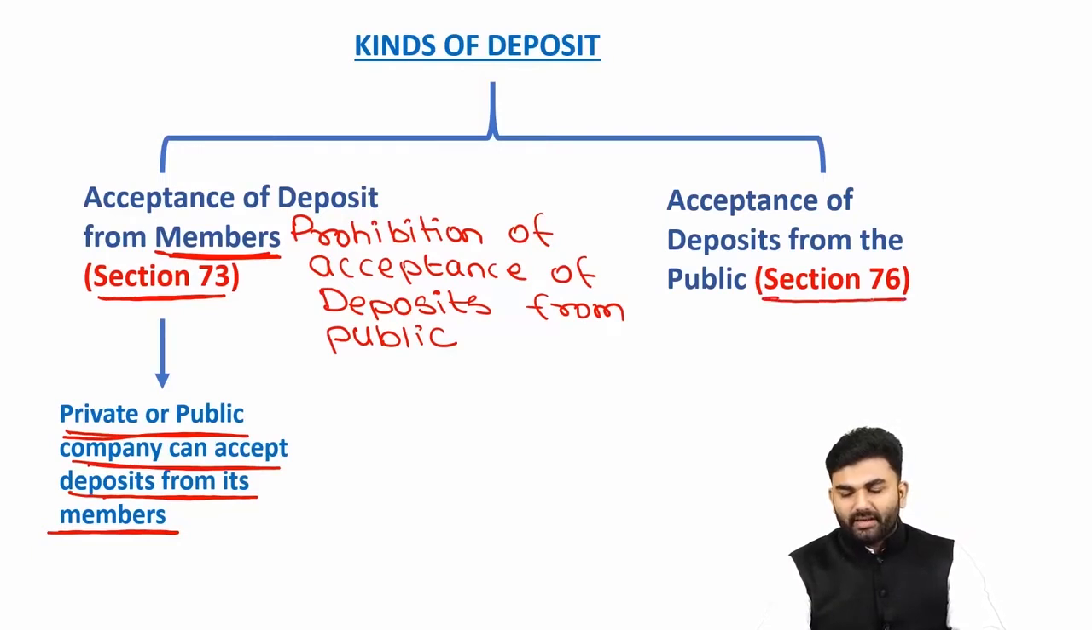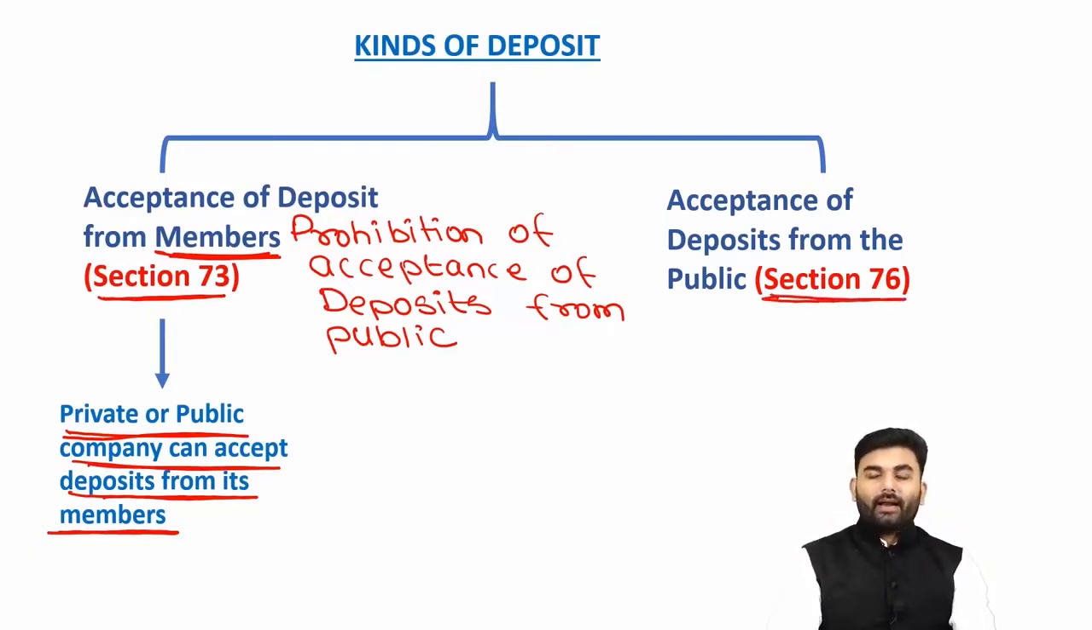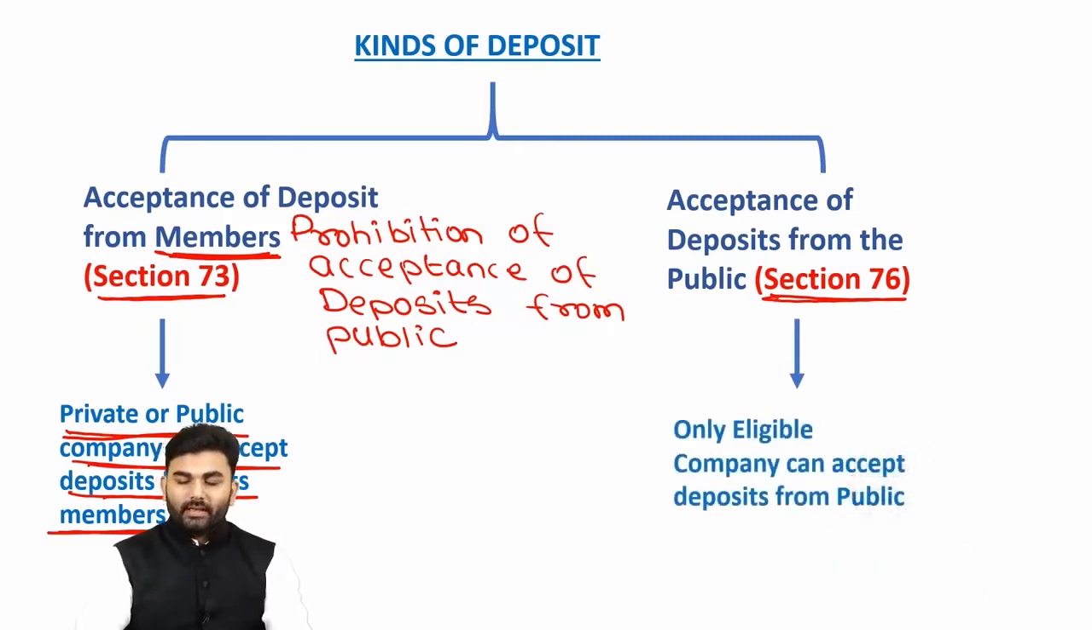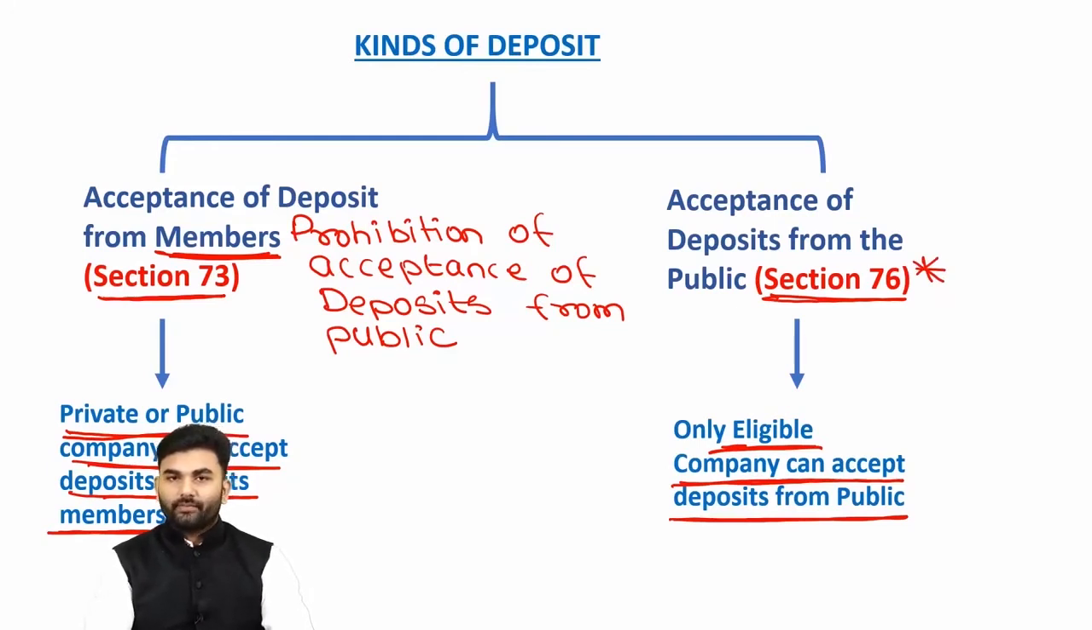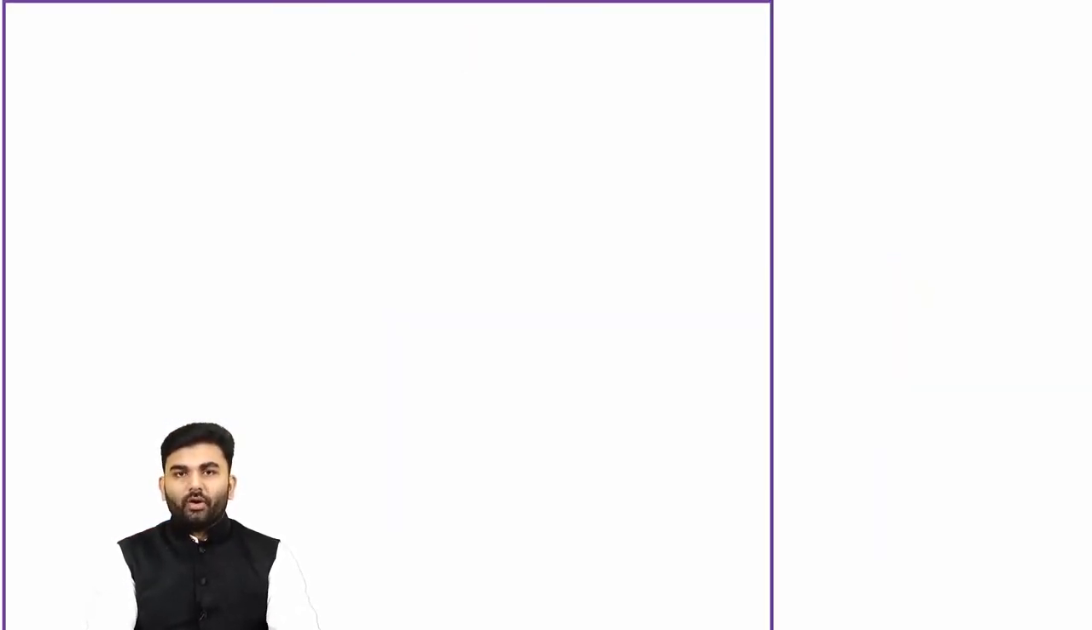However, section number 76 says that a company can accept deposits from public at large. Which company can accept deposits from public at large? The lawmaker says that only an eligible public company can accept deposits from public at large. What do you mean by eligible companies? We are going to understand that in our section number 76. So let us first begin our journey towards section number 73, which is about acceptance of deposits from members.